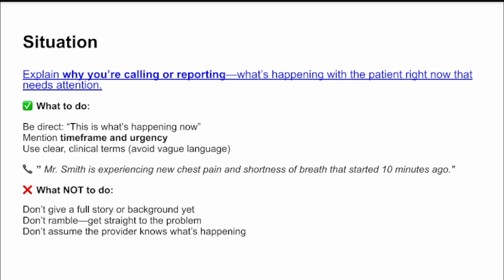So here we would say something like, Mr. Smith is experiencing new chest pain and shortness of breath that started 10 minutes ago. This is super specific and it gets to the point of what's happening right now. What you don't want to do is give a full story or background yet. Don't ramble, just get straight to the problem. And don't assume the provider knows what's happening. Guys, we want to refrain from assuming anything.